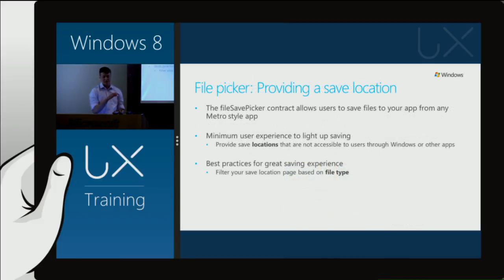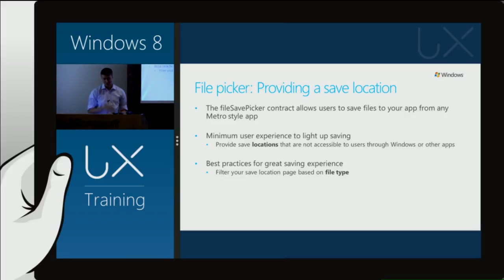Just like the open picker, there's also the ability to opt into the save picker. When an application says, hey, I have content I want to save off somewhere as a file, you can be a location that the user can save to. So when you think about SkyDrive, right, it wants to allow users to save files directly to it so that it can upload them to the server. And the file save picker contract enables this.